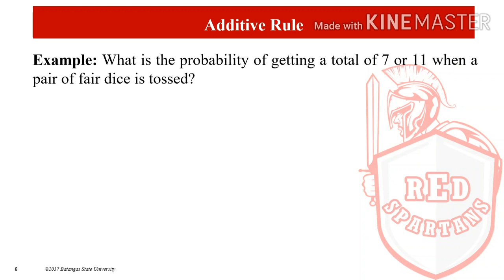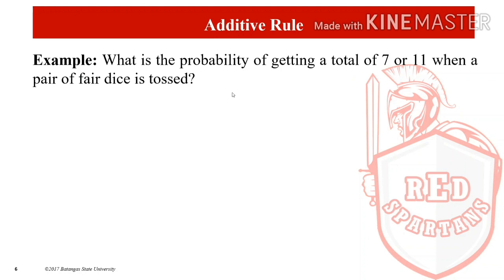So proceed tayo sa example. What is the probability of getting a total of 7 or 11 when a pair of dice is tossed? Event A natin is 7. Pag sinabing or, ibig sabihin ang hinahanap natin ay union: probability of event A union B, 7 or 11. Paano natin isosolve ito? Let event A be a total of 7 and let event B be a total of 11.